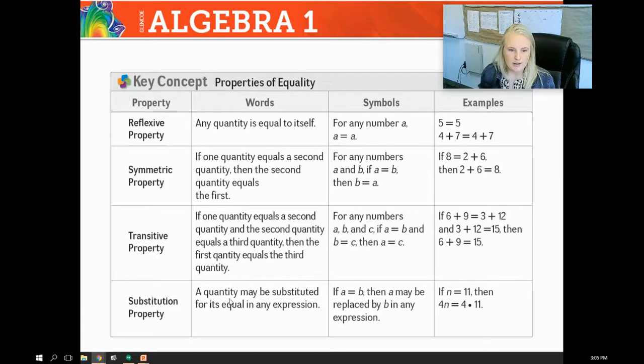Substitution property. Any quantity may be substituted for an equal expression. So all this means is if n equals 11, then 4n is equal to 4 times 11. So just like taking something and plugging it in like you have in the past. If you have something in parentheses, say we have 3 plus 4 in parentheses, and you replace that with 7, that's using substitution.